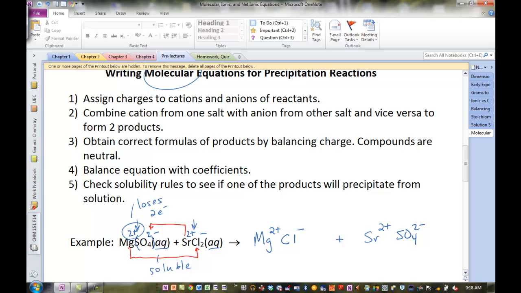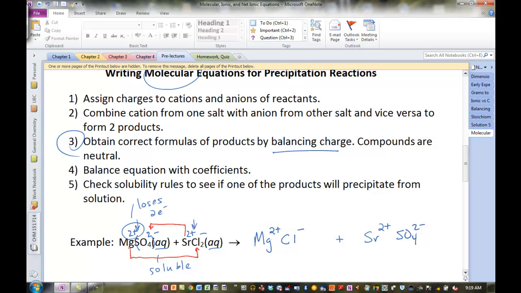Now we need to do step 3, and it's crucial that you get the right formulas before you balance. Students quite often want to balance first when they don't have the correct formulas. If you don't have the correct formulas of your product, you're not going to get the correct balanced equation. So we write the correct formulas by balancing charge. These compounds, these salts, are neutral.